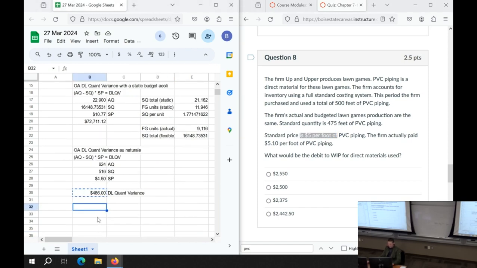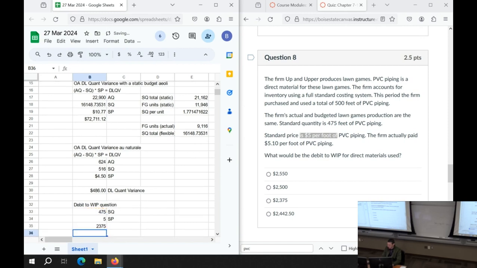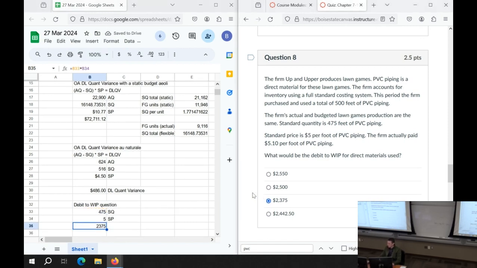475. So this is debit to WIP question. That's fine. 475 is our standard quantity, and 5 is our standard price. So we just multiply those two. Yep. So what it's asking for makes it a pretty simple question. The trouble is if you don't remember this is the rule of thumb, if you don't realize that's what I'm trying to ask for, then yes, this is the sea of red herring. Sorry, I'm not on my game today.